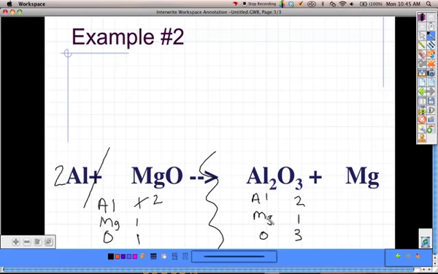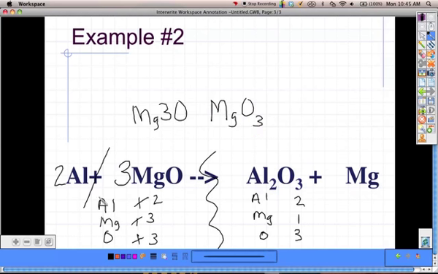Okay, my aluminums are good, my magnesiums are good, my oxygens aren't though. So I need to put a 3 in front of my magnesium oxide, which not only changes my oxygen, but also changes my magnesium to 3. I would never do Mg, a big 3 in front of the O, as well as I would never do MgO3. Those are not things that we can do. We have to do it as a coefficient in front of that whole compound.